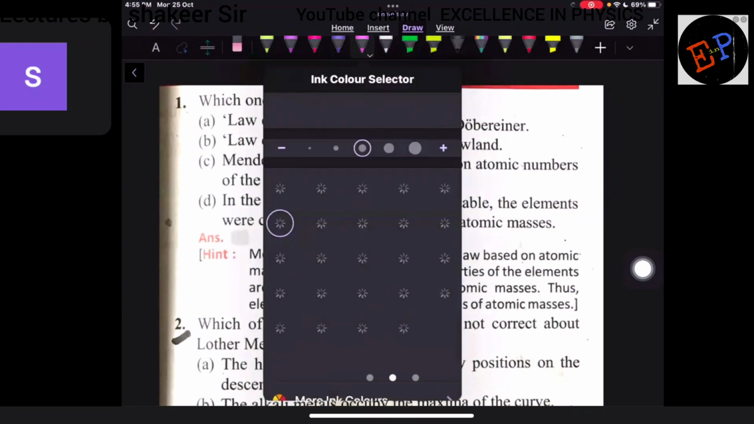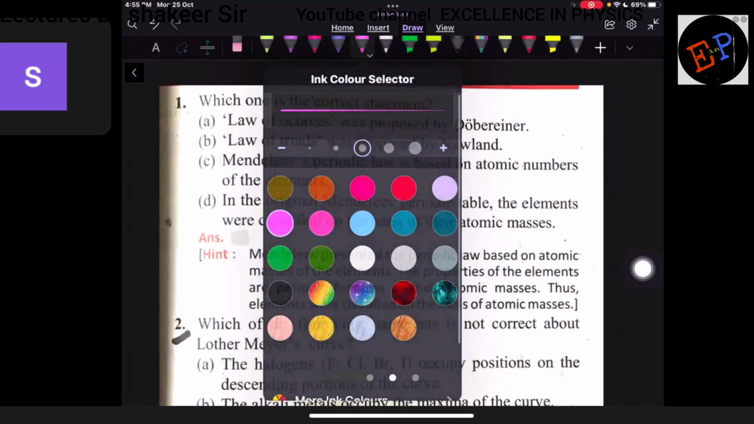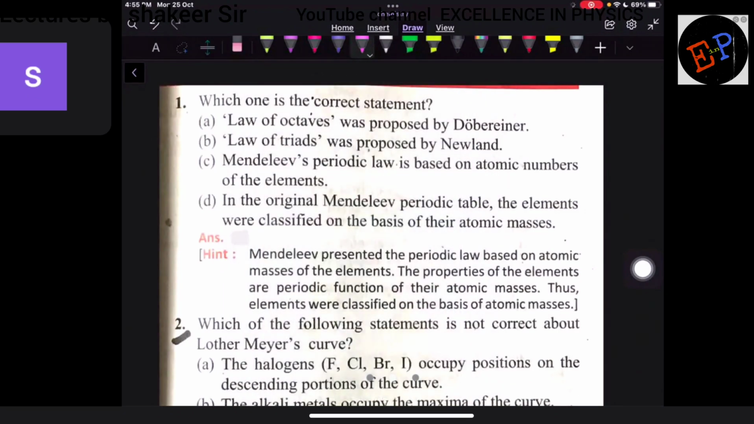So law of octaves was proposed by Dobereiner. Is it correct? Law of octaves was proposed by Newlands. Law of Dobereiner's triads, the name itself we know. So triad rules were identified by Dobereiner. So both the statements are wrong. So A is wrong, B is wrong.